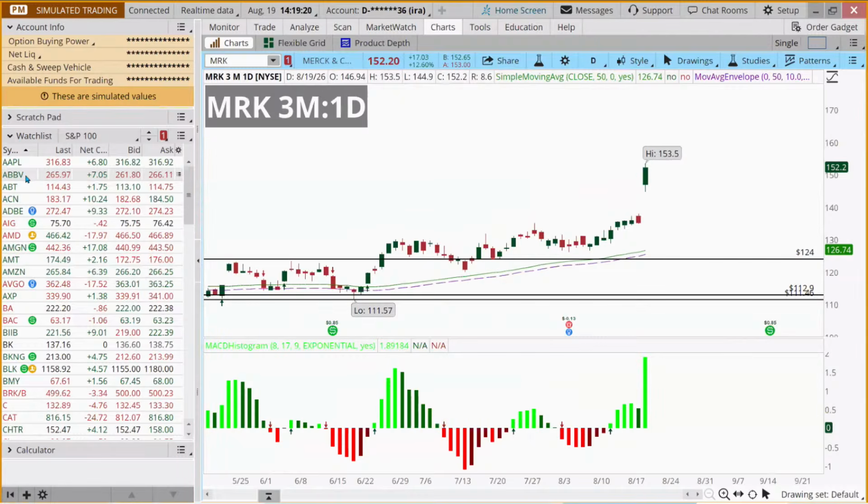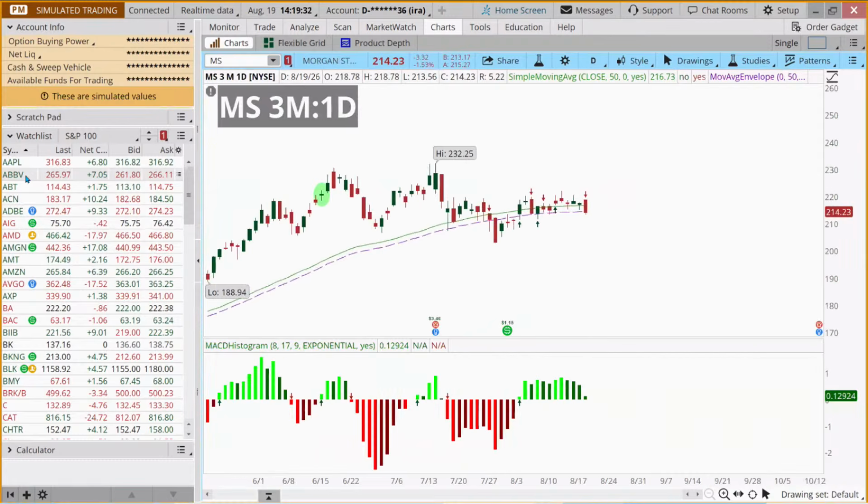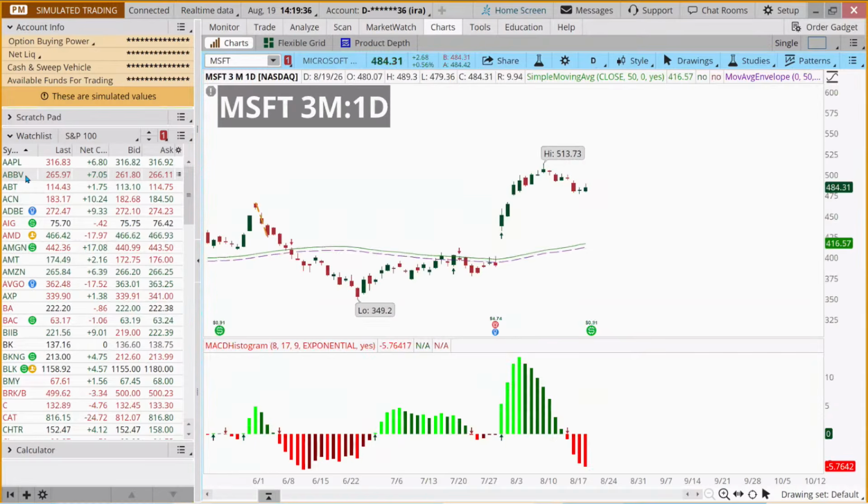MRK, green arrows on the moving average, green arrows on the MACD. Big gap up today, probably some good news. That's a valid buy signal based on our 2 green arrow plan. Write that one down. That one's about 5, 6 days old. Morgan Stanley, closed below the moving average today, not a buy signal.